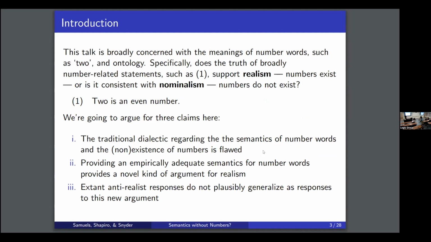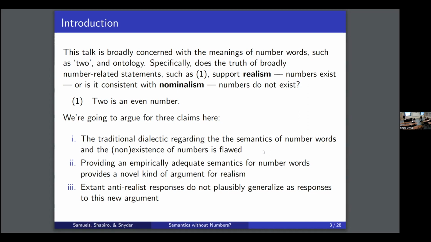So the talk is going to be broadly concerned with the meanings of number words, such as 2 or 3 or whatever, and ontology, as I mentioned. Specifically, just the truth of broadly number-related statements, statements broadly involving number, such as 2 is an even number. Does the truth of those sorts of statements support realism? That's the view that numbers exist. Or is it consistent with nominalism? That's the view that numbers, or really any kind of abstraction, do not exist.